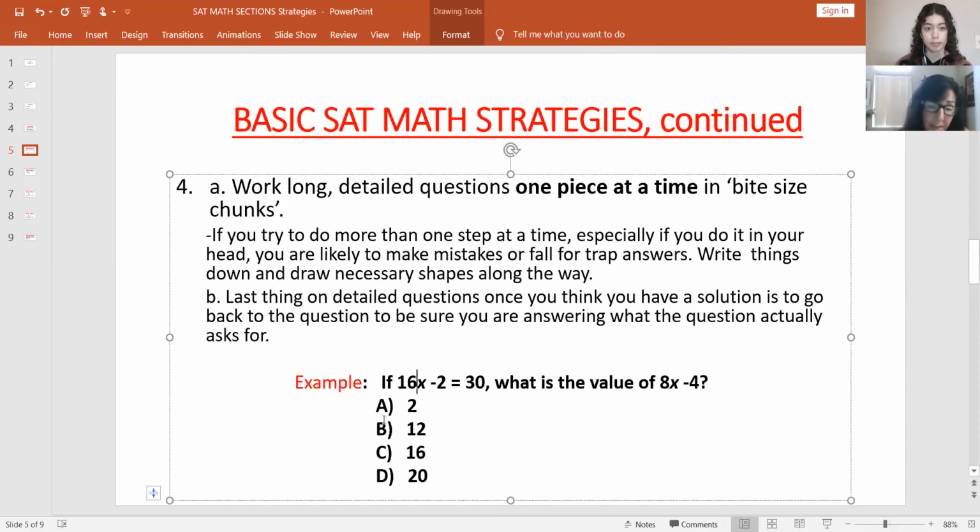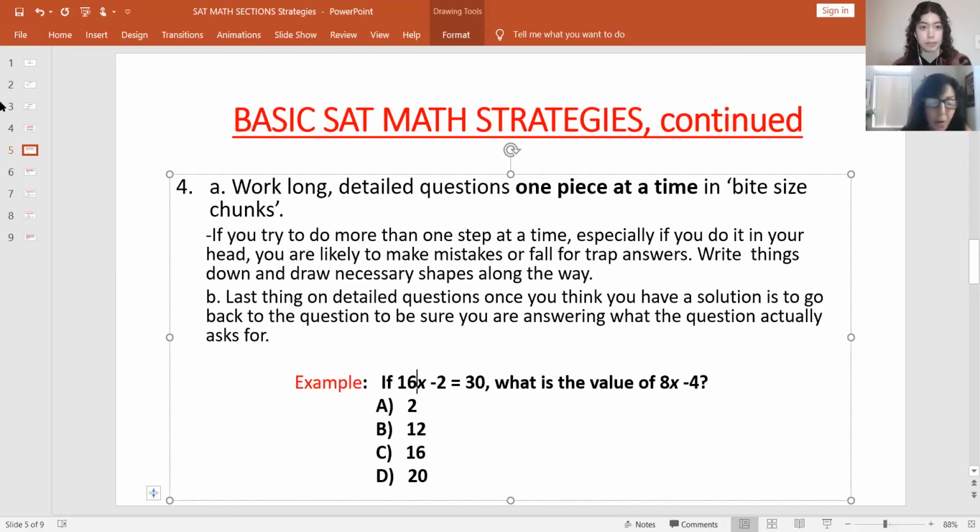Okay, and notice that the other answers, if you had made a minor computational error, you would come up with other answers. If you'd done 8x plus 4, you'd end up with 20. If you'd done just 8x, you'd end up with 16. So something to keep in mind while we're starting. Remember, this is just basic strategies because it does come up.